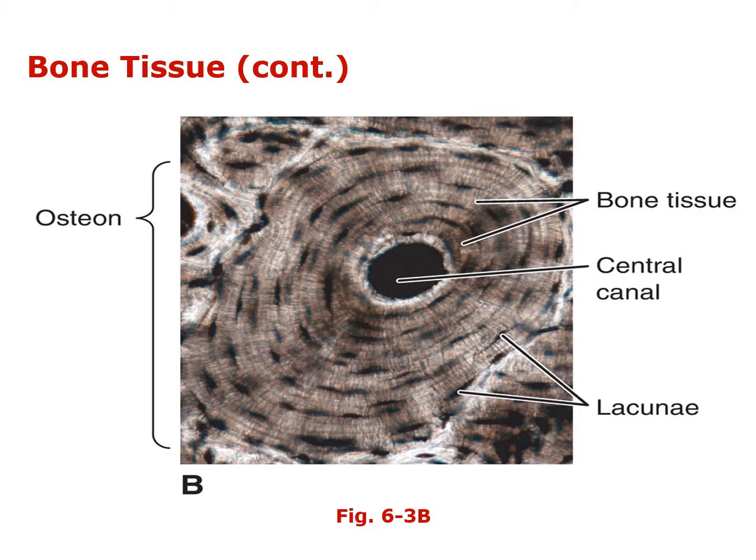So this is an osteon here. Okay, you got your central canal or Haversian canal. You have your lacunae where your osteocytes are located, and then they branch out so they can be in contact with one another. But these concentric rings making up one system is your osteon.